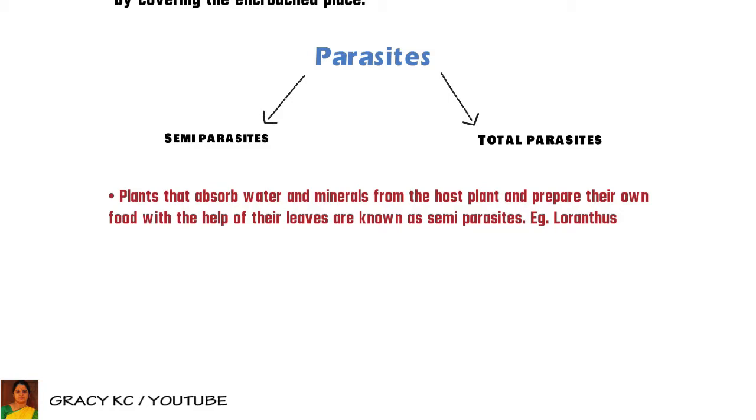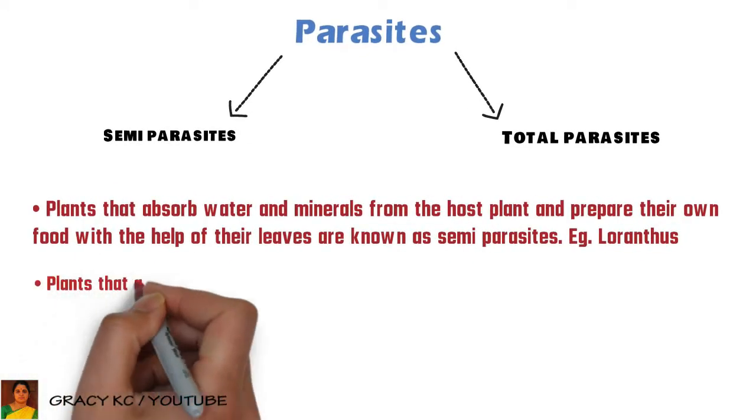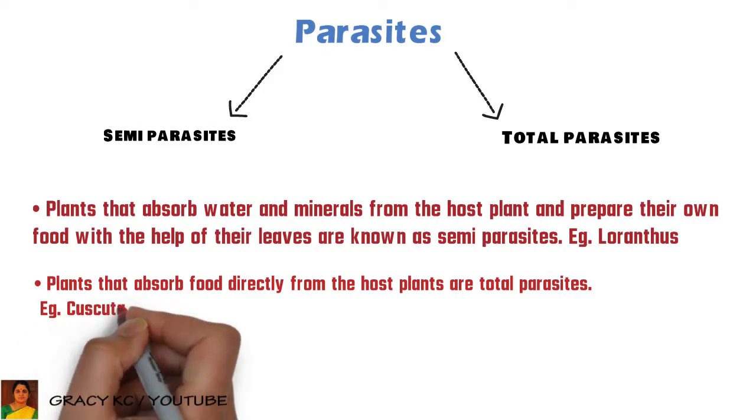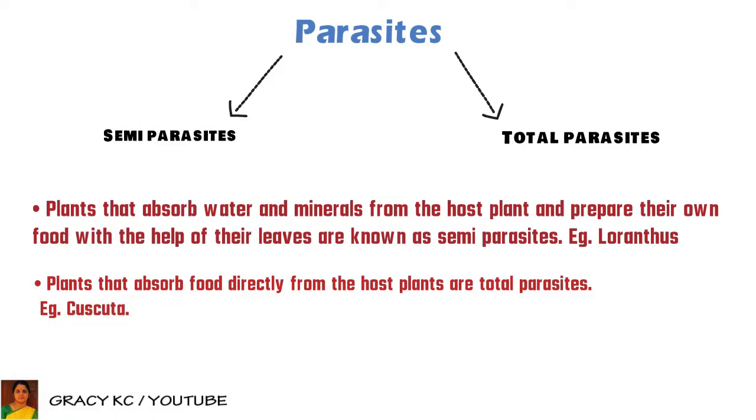Whereas total parasite will absorb already prepared food from the host plant. Cuscuta is an example. Both this semi-parasite as well as this total parasite is harmful to the host plant.